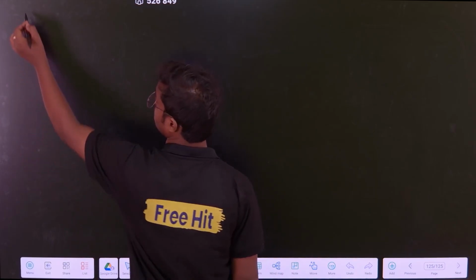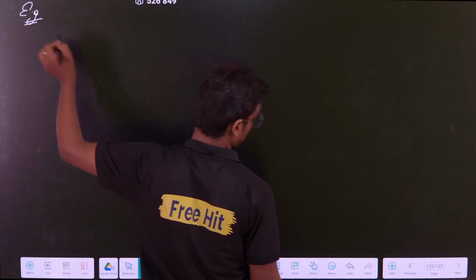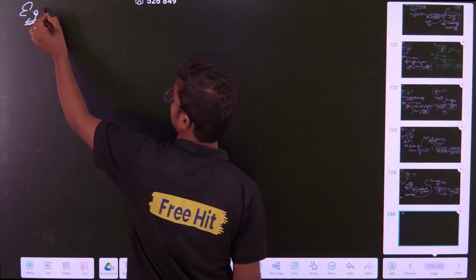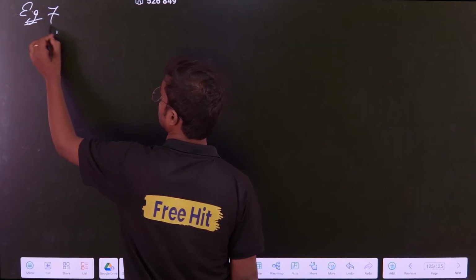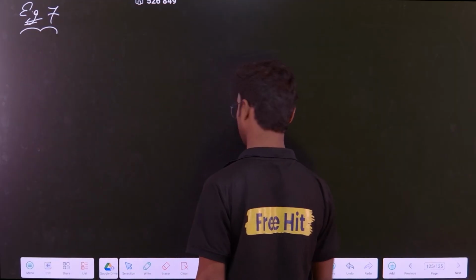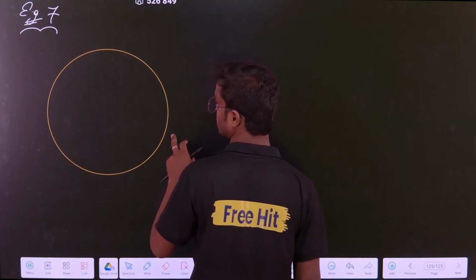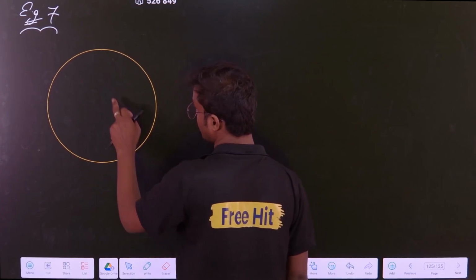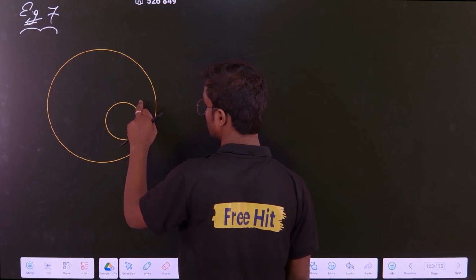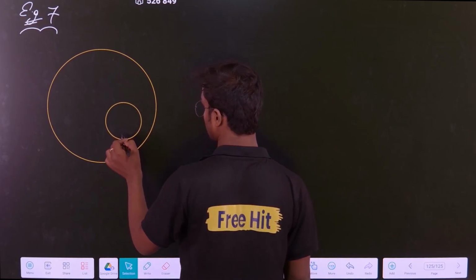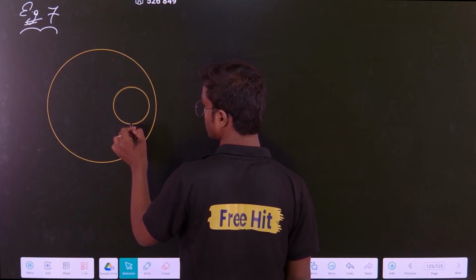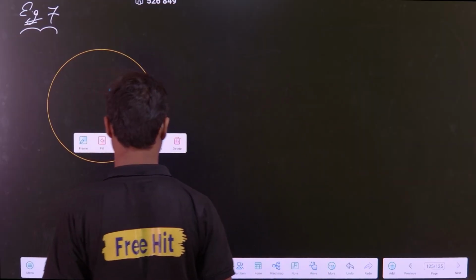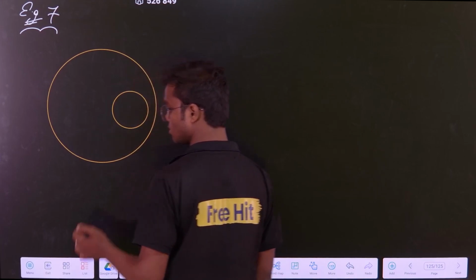So this is example number 6 we have taken. Now example number 7. I hope you have seen this type of questions in the exams. Suppose this is my sphere. There is another sphere also. My another sphere.